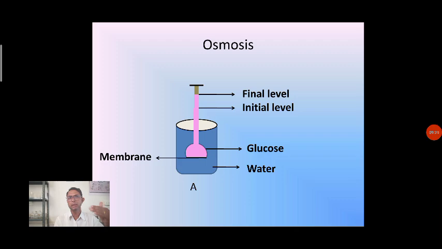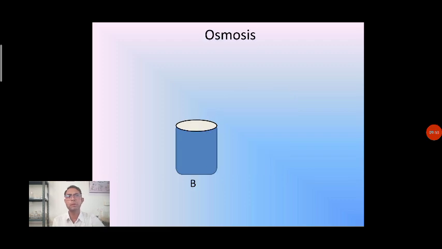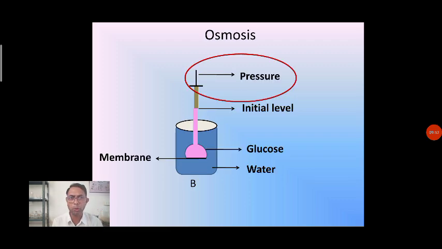Initially the level of the glucose solution is low. As the concentration changes, as the movement through osmosis changes, the level of the water, or solution, will change. We can also check the pressure, which we call osmotic pressure, by the addition of a piston in this experiment.